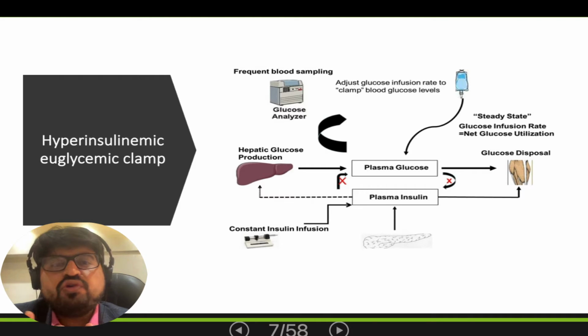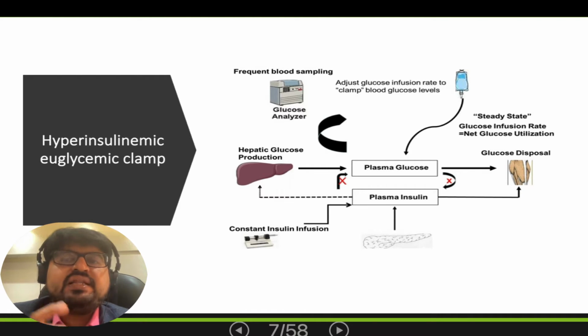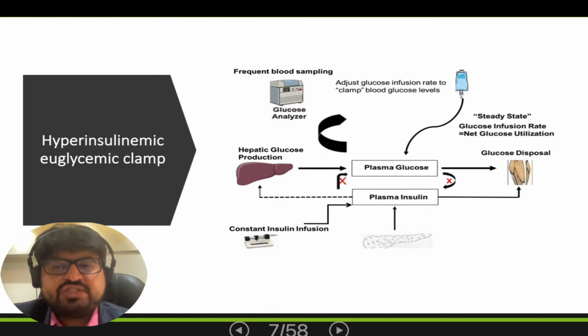So instead of giving glucose first, you give an insulin infusion first, and this is done to block the hepatic gluconeogenesis, right? So you block the hepatic glucose production, then the glucose infusion is given, and it is adjusted to maintain a steady state of plasma glucose. Now, when the hepatic glucose is suppressed, the amount of glucose given from outside, what you are giving exogenously to maintain euglycemia, is the amount of glucose that goes into the muscle.